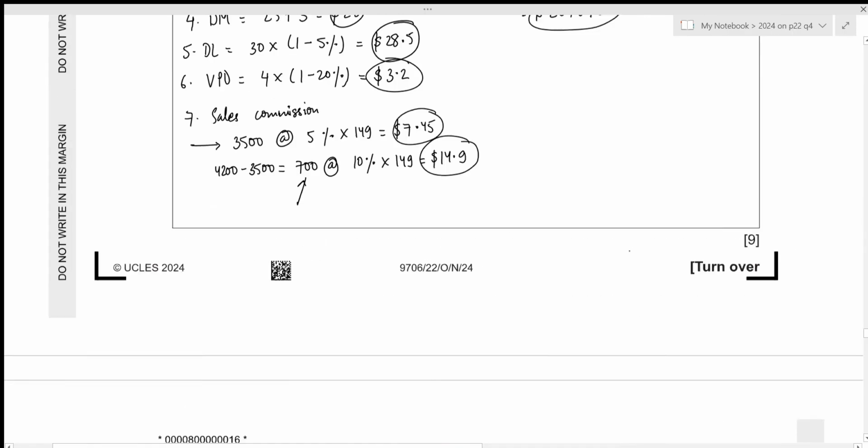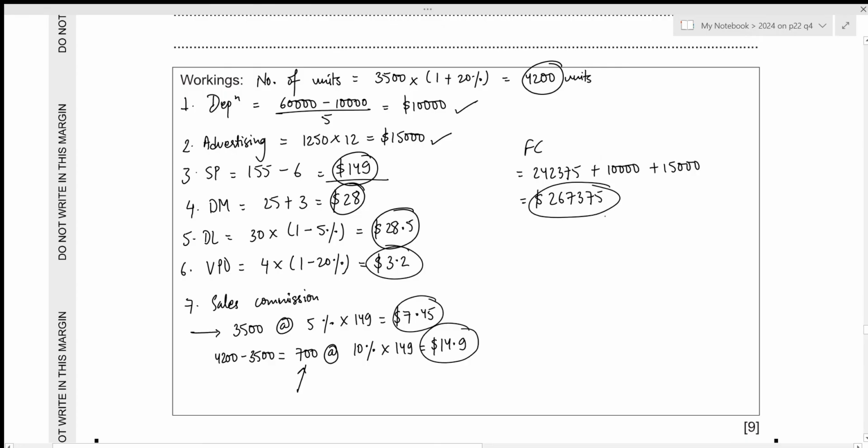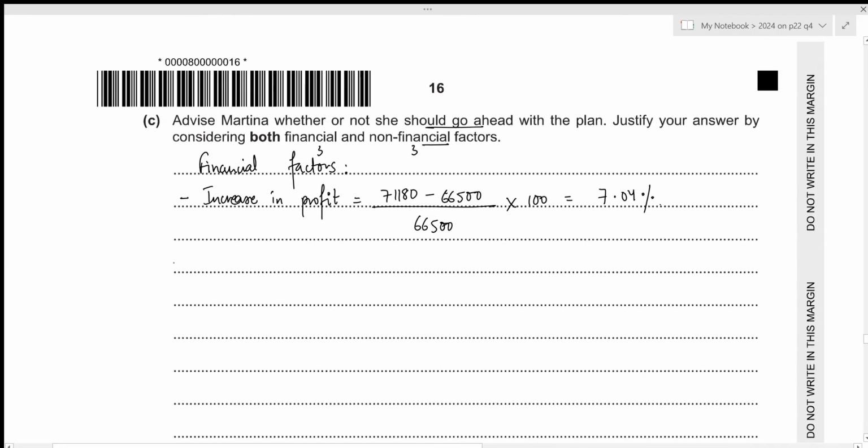Then the next item to be included within our financial factor is the increment in the fixed cost due to the depreciation and advertising. Let's write it down. Depreciation and advertising will increase fixed costs, which will in turn reduce profits.